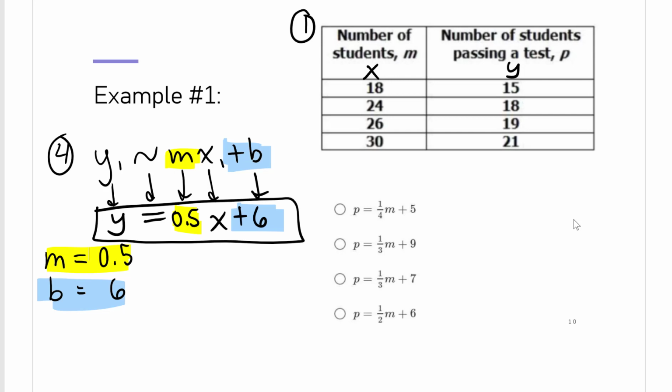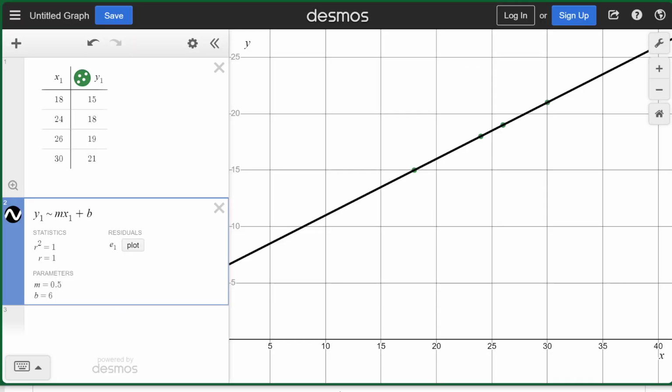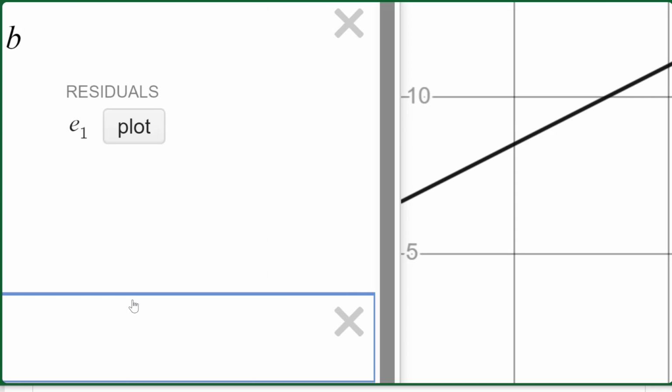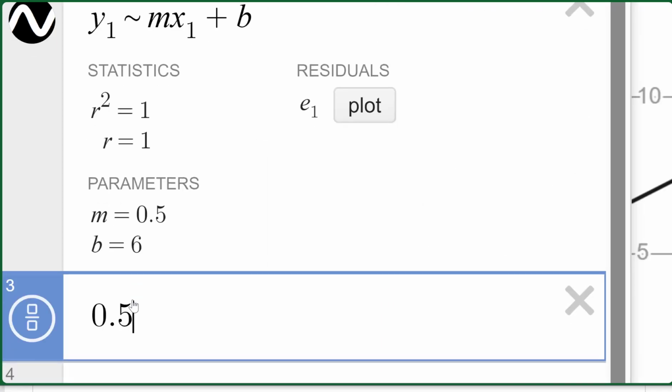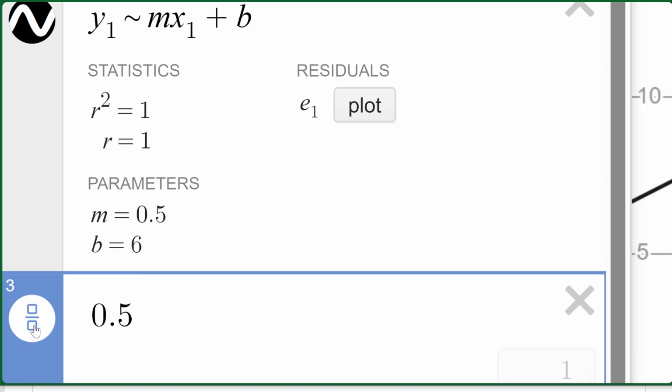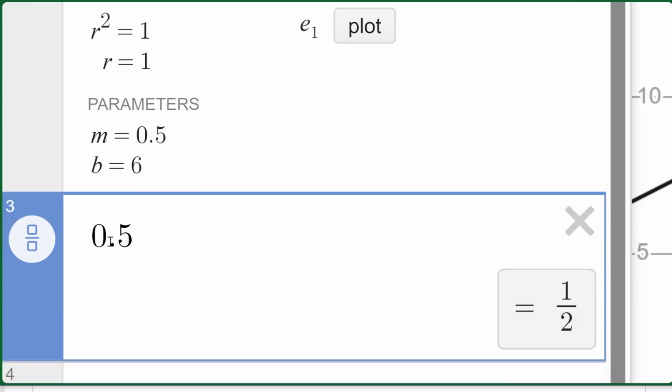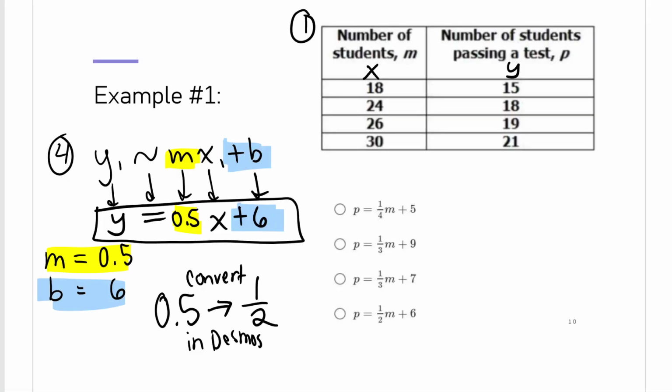Okay. So, we need to change the decimal. Necesitamos cambiar el decimal. We're going to convert it. Convert in Desmos. So, open Desmos, click below, type 0.5, and then click this button. 0.5 is the same as 1 over 2. 0.5 es la misma que 1 sobre 2 o mitad. This is 1 over 2.